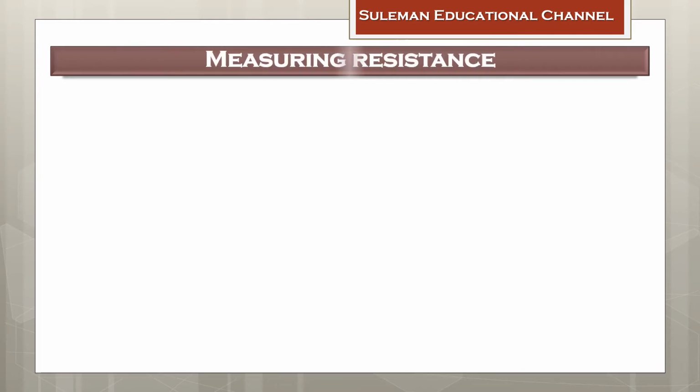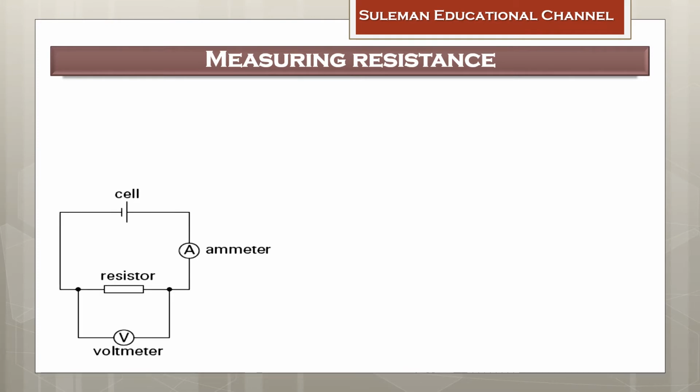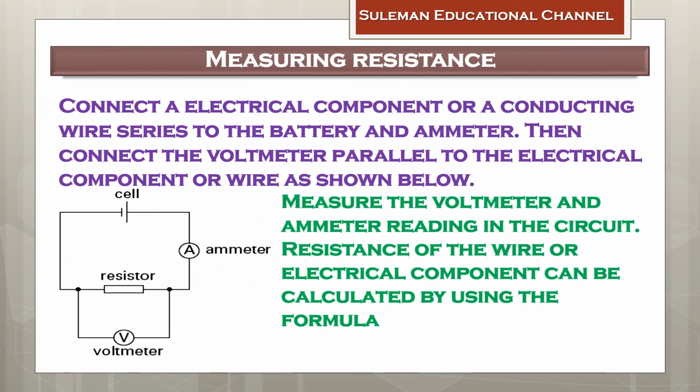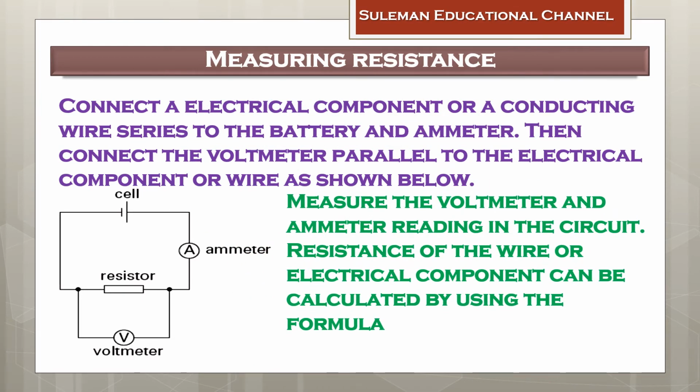Now let us discuss how to measure resistance. We will measure resistance by using the following apparatus as shown in the diagram. In the diagram you can see a cell is connected with an ammeter, voltmeter and resistor. The voltmeter is connected in parallel with the resistor, and the ammeter is connected in series with the resistor. After noting the readings from the voltmeter and the ammeter, we will calculate resistance.